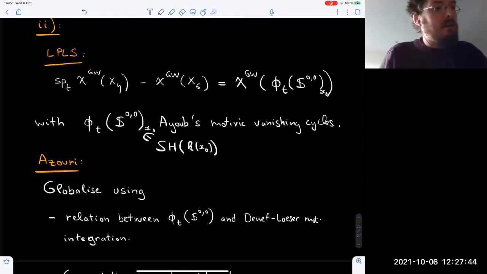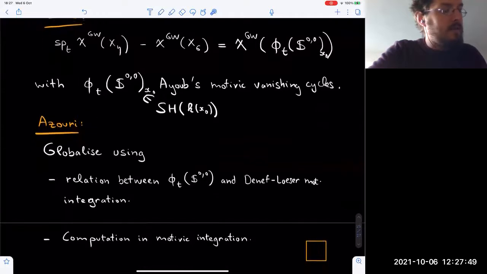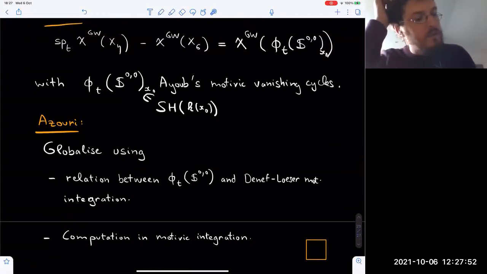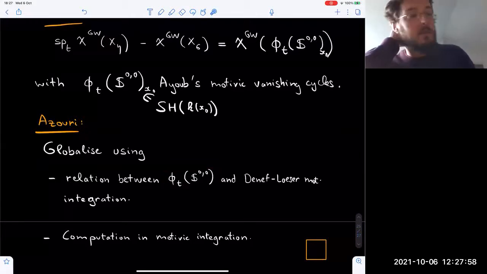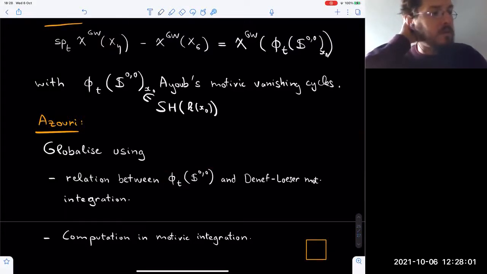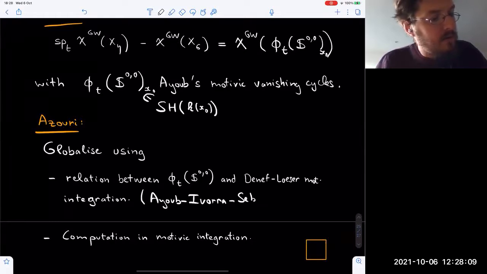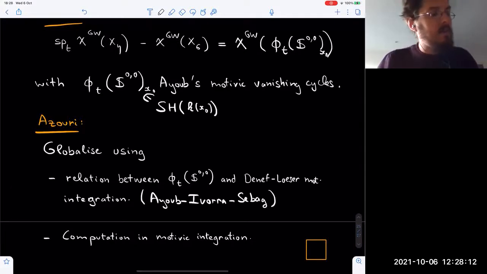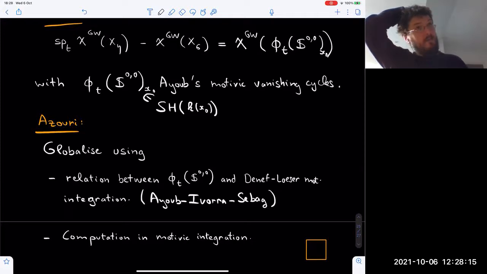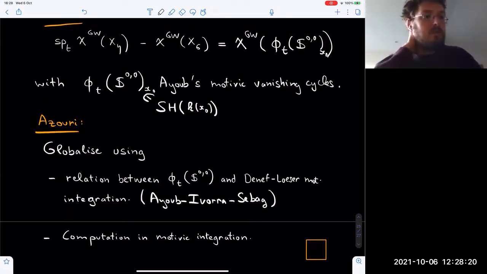So that's one thing. And then what Azouri did was to globalize this as I mentioned before, using, first of all, the relationship between Ayoub's vanishing cycle and the theory of motivic integration of Denef and Loeser. So this is based on a result of Ayoub, Iborra, Sebag. So they prove a general relation between the Euler characteristic of the motivic vanishing cycle and motivic integration, and then there is a computation in motivic integration.